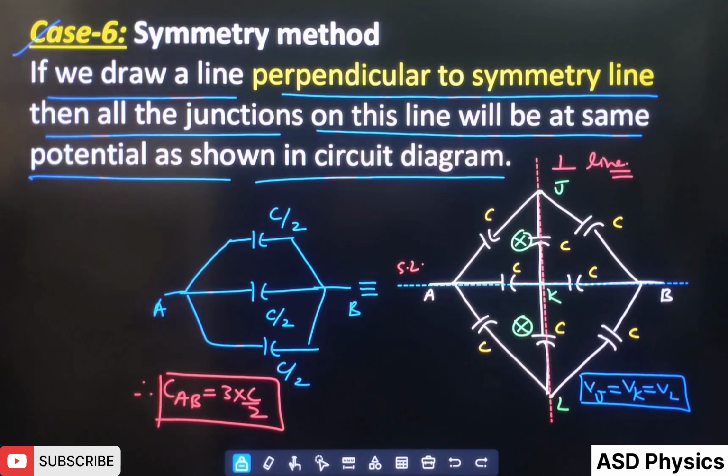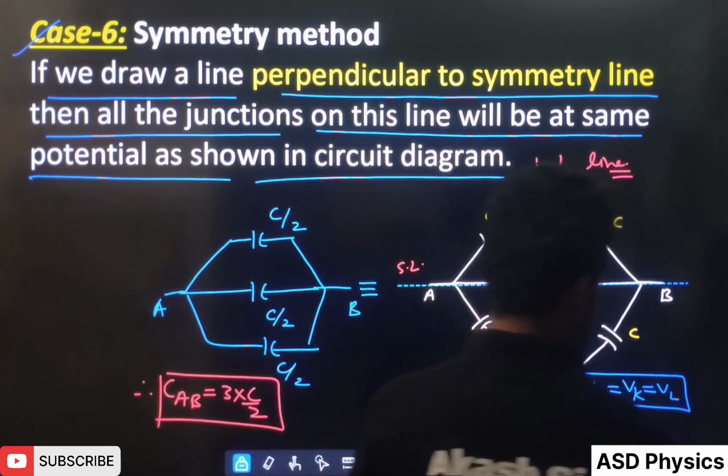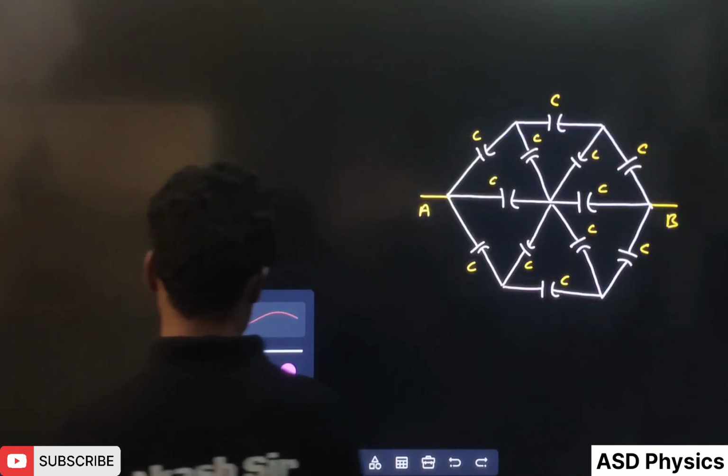Very easy. Symmetrical line. Draw the perpendicular line. All the junctions will be at same potential. Remove the respective capacitors. Very easy. Okay. Next one, students. Let's see here.